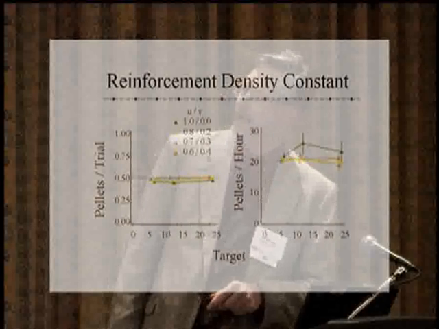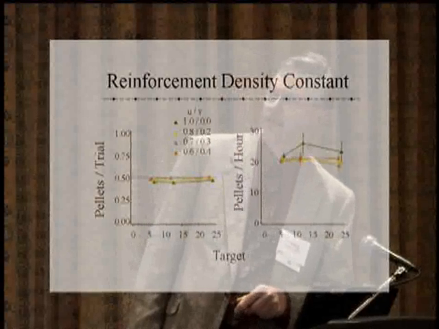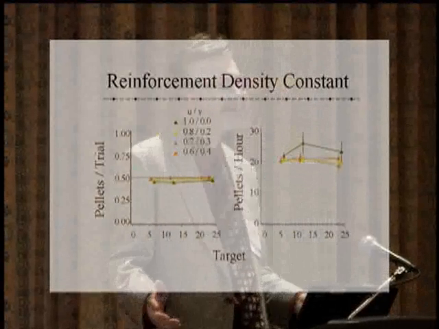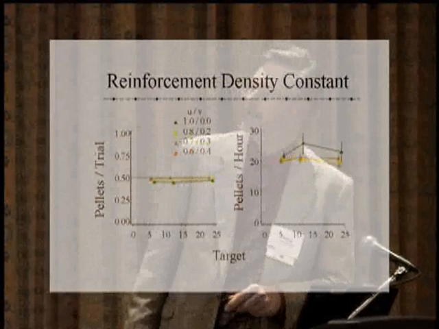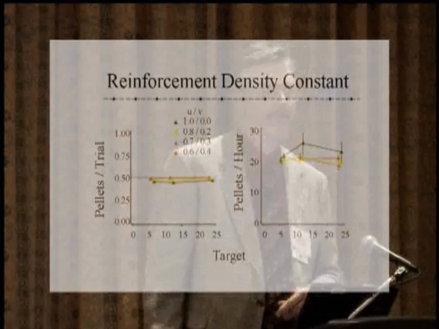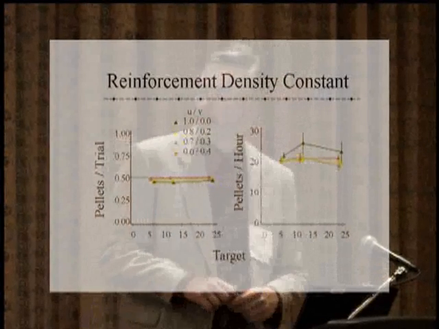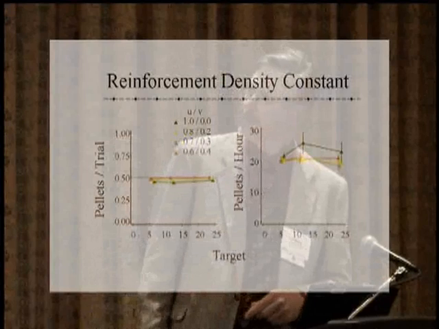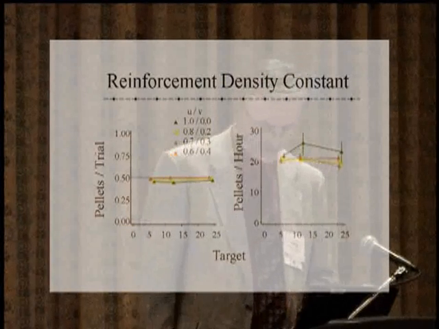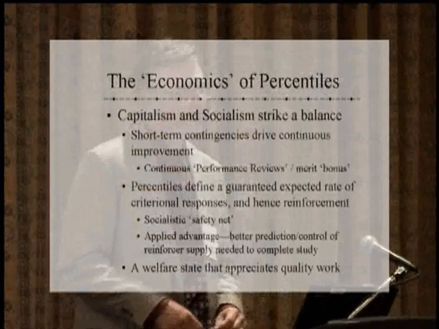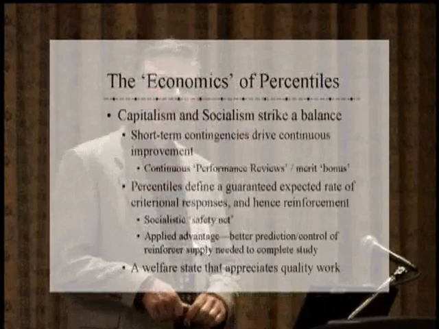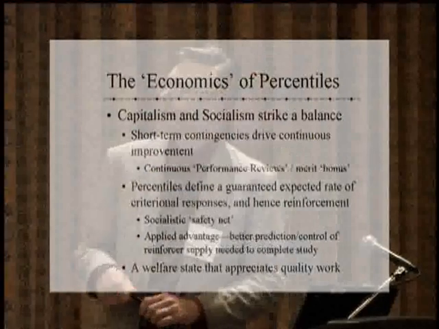And because Steve Hursh is here today, because I have to introduce him in the behavioral economics talk tomorrow, I would just point out that, as I said, the overall probability of reinforcement is completely constant under all of those conditions. The rate of reinforcement has some variation based on the rate of trial initiation. But there's nothing systematic there, which leads us to an interesting treatise on the economics of percentile schedules.